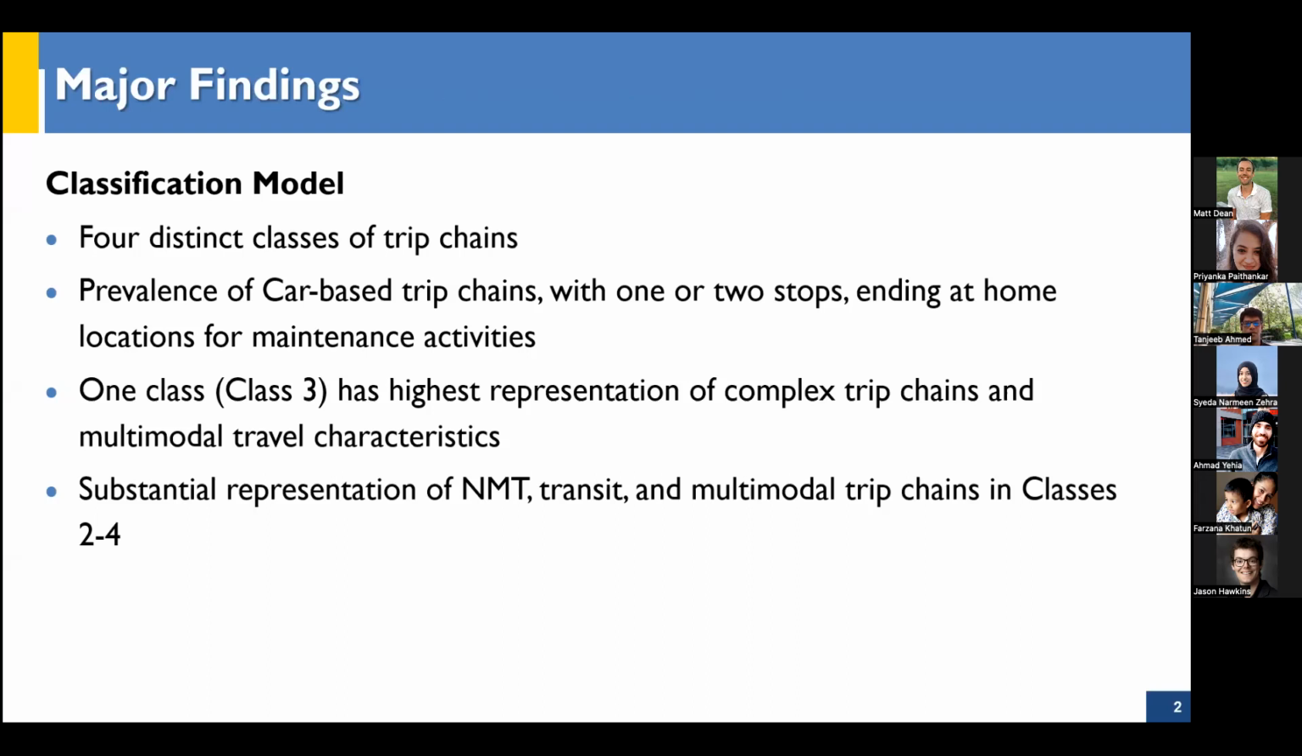So from the classification model that is estimated using the latent class analysis, we obtained 4 distinct classes or groups of trip chains. And from these classes, we find one of them, most of them having a prevalence of car-based trip chains with 1 or 2 stops ending at home locations, mainly for maintenance activities. And we find one class which has the highest representation of complex trip chains and multimodal travel characteristics. And finally, there is a substantial representation of non-motorized transport or NMT, transit and multimodal trip chains in classes 2 to 4, which is 3 of the 4 classes that we identified.